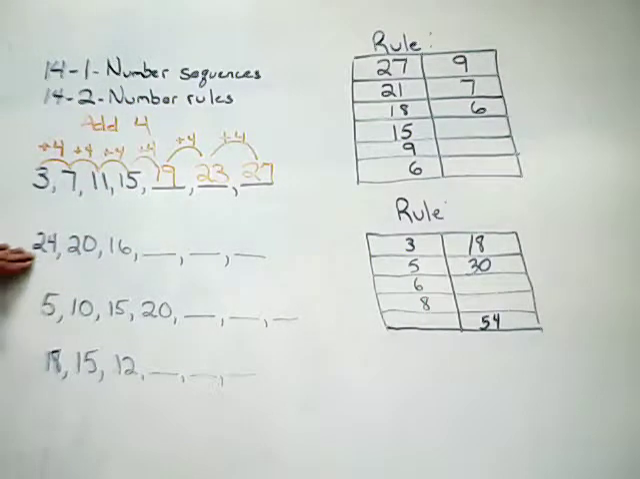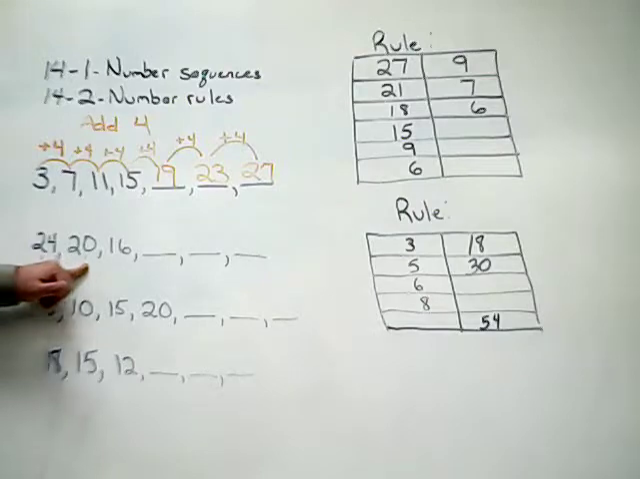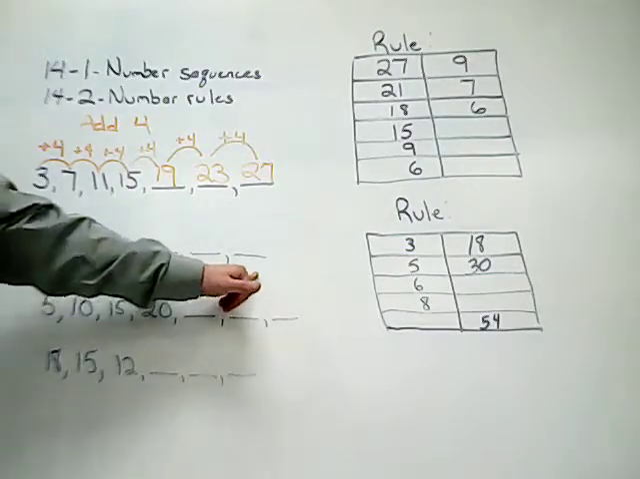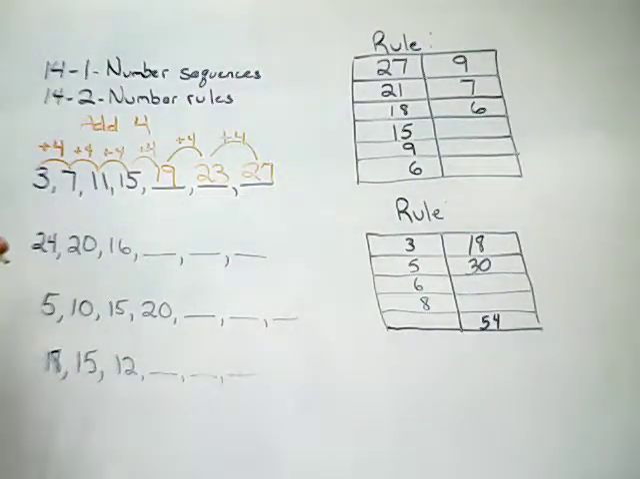Next one, I have an example. You'll notice my numbers are going from big and they're getting smaller as they progress down the line. So I can either subtract or divide. Well, I know I can't divide 24 by anything and ever come up with the number 20. So I'm going to use the subtraction rule. I just need to figure out what it is. So how do I go from 24 to 20? I'm going to subtract 4.